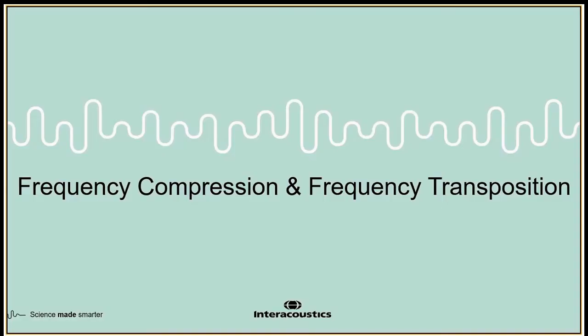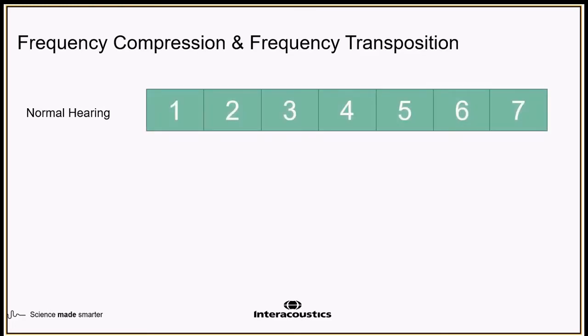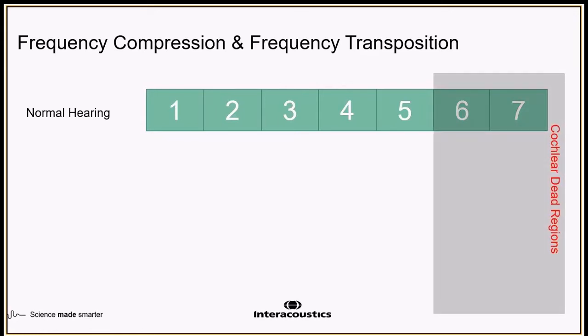So let's first look at frequency lowering technologies, and I've singled out frequency compression and frequency transposition as these are probably the widest or the biggest used ones in the market. So let's explain how this feature works. Typically we have normal hearing, and let's just imagine that this is our basilar membrane laid out with low frequencies at 1 all the way up to our high frequencies at 7. And let's say that the connecting inner hair cells at 6 and 7 are dead. So we could predominantly say that that's a cochlear dead region, and the patient is really struggling to hear sounds coming in this area. And this is where frequency compression and transposition start to help.